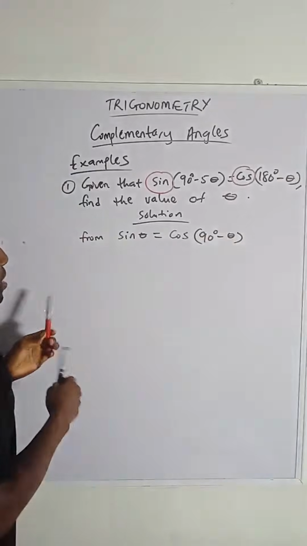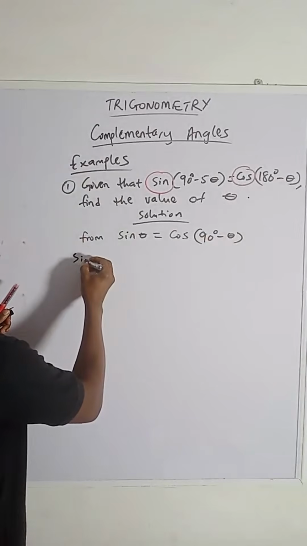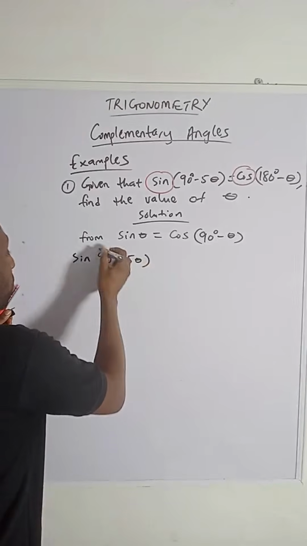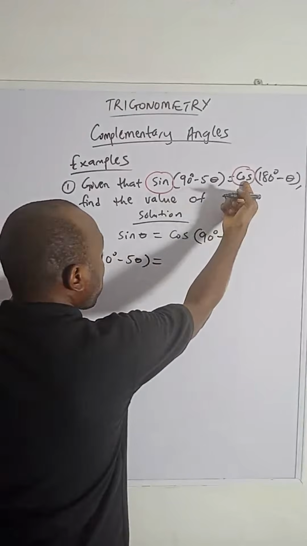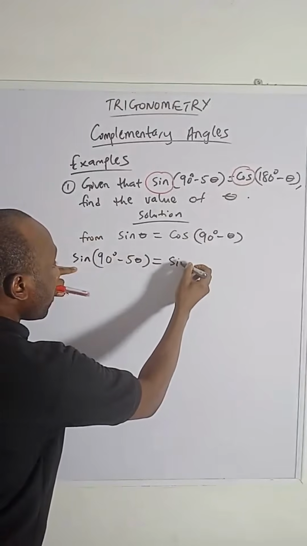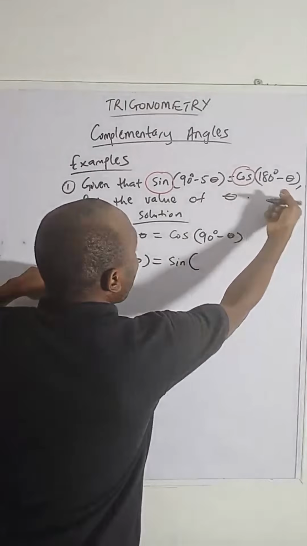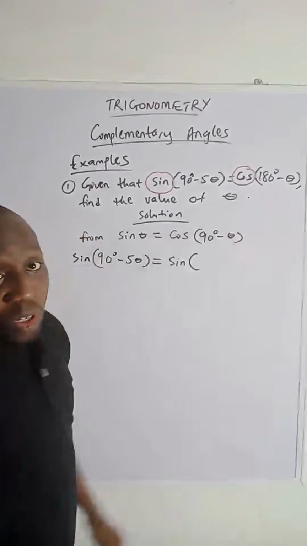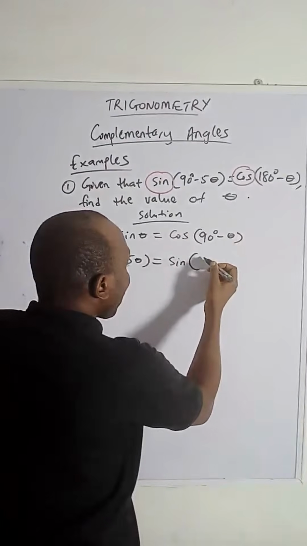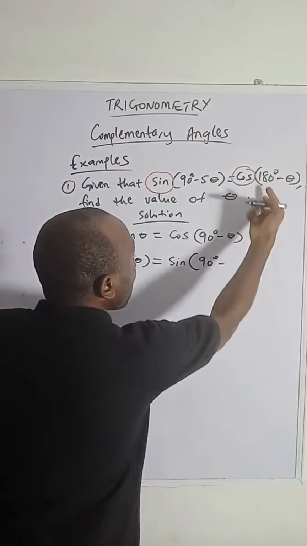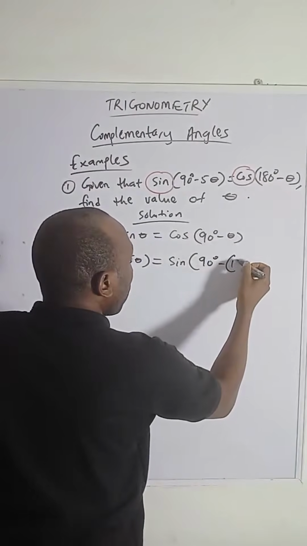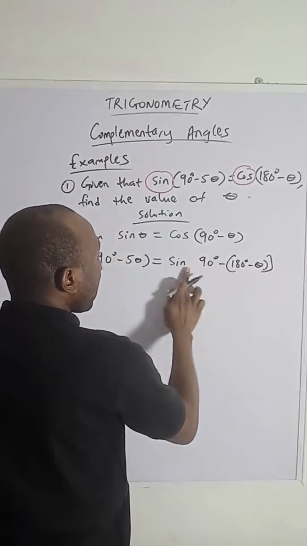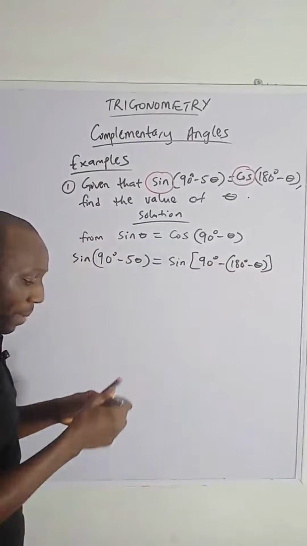So let me write this like this. Sine of 90 degrees minus 5 theta will be equal to, if I change cos to sine, I will subtract this angle from 90 degrees, because the angles here are complementary. So open a bracket and write 90 degrees minus all of this angle here, 180 degrees minus theta. I hope this is clear. If you understand what I've just done, type 1 in the comment.